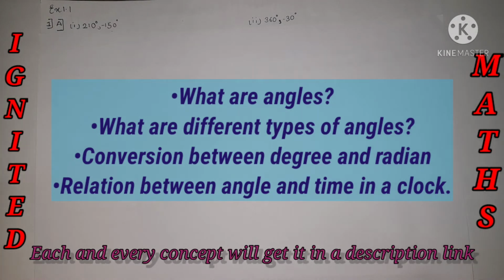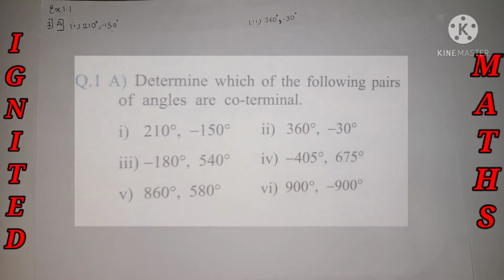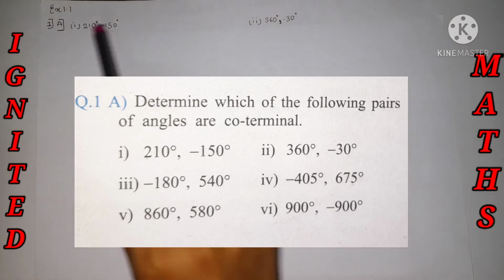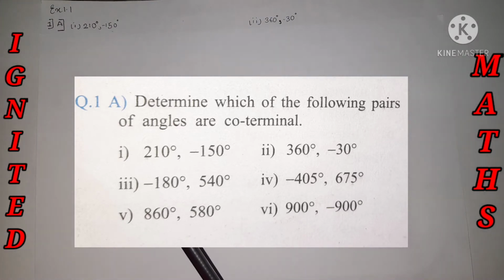We will start with the first question. We need to determine which of the following pairs of angles are coterminal. We took the first two questions here. If we do the first two questions, then the rest of the questions will be so easy.